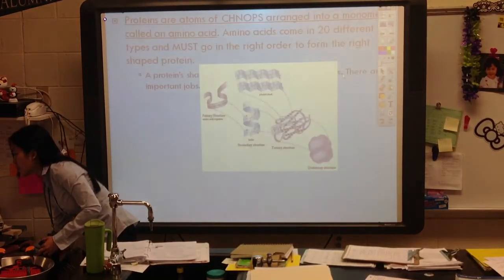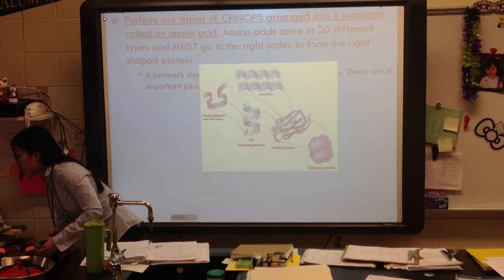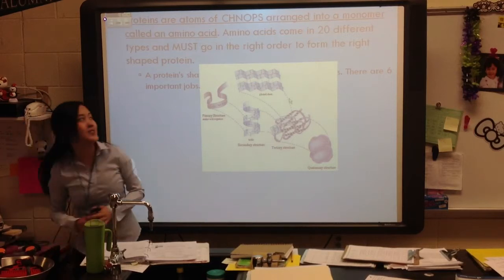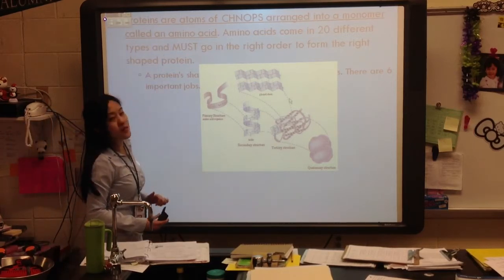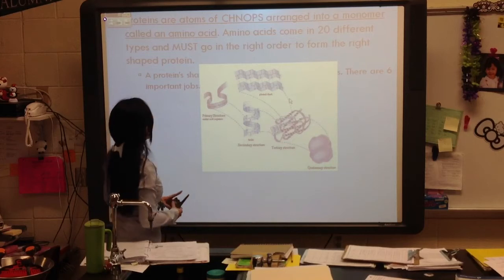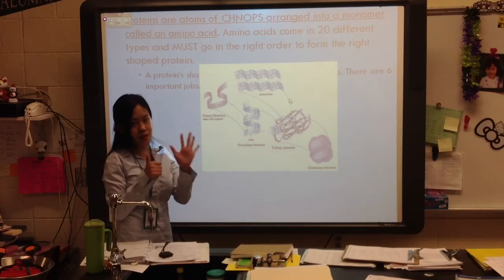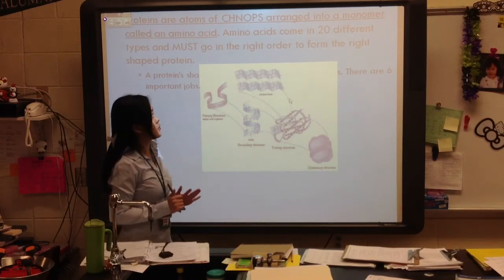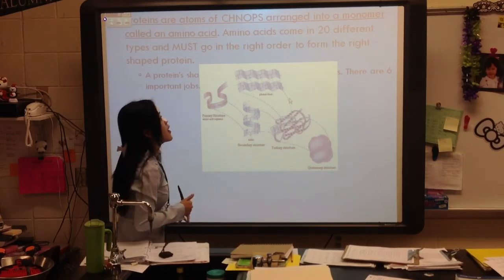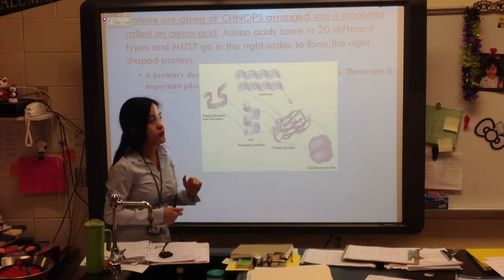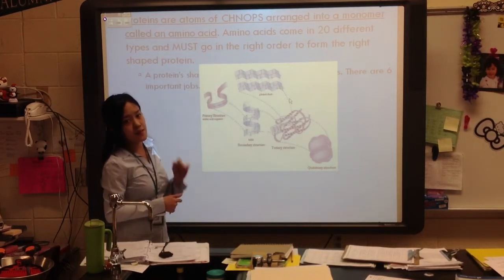The last of our 4 macromolecules is going to be proteins. Proteins are atoms of CHNOPS, all 6, arranged into a monomer called an amino acid. So proteins are made up of all 6 of our essential elements, CHNOPS, and the monomer for our proteins is known as amino acids.